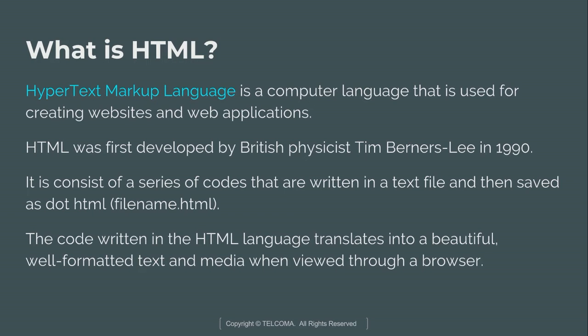HTML consists of a series of codes that are written in a text editor and then saved as .html. We have to save this file by giving the HTML code a file name, then putting a dot and then HTML. This is the format to save the HTML codes. These codes written in the HTML language translate into beautiful, well formatted text and media when viewed through a browser.